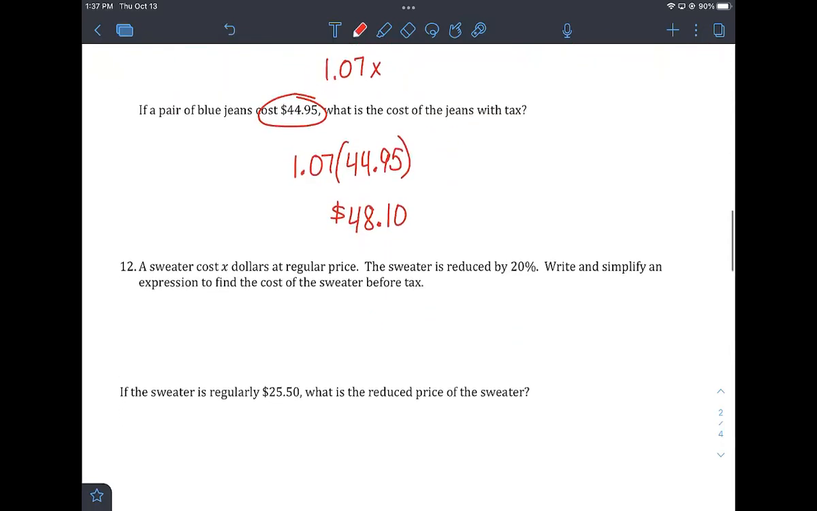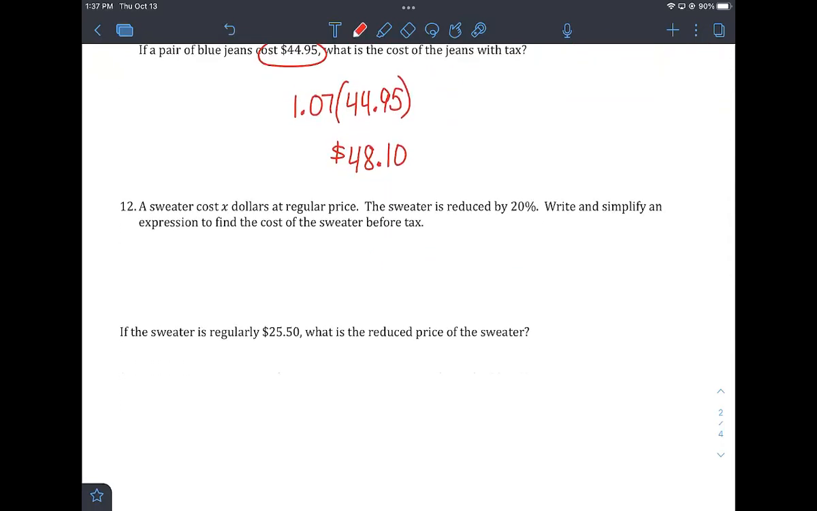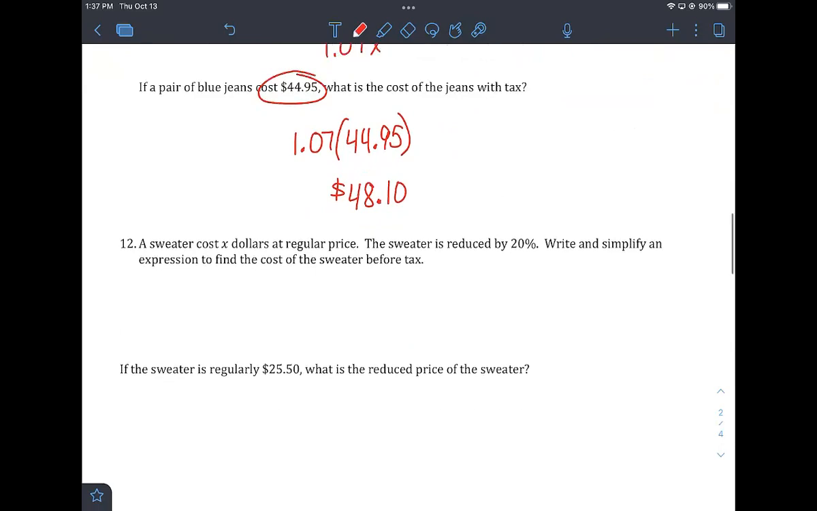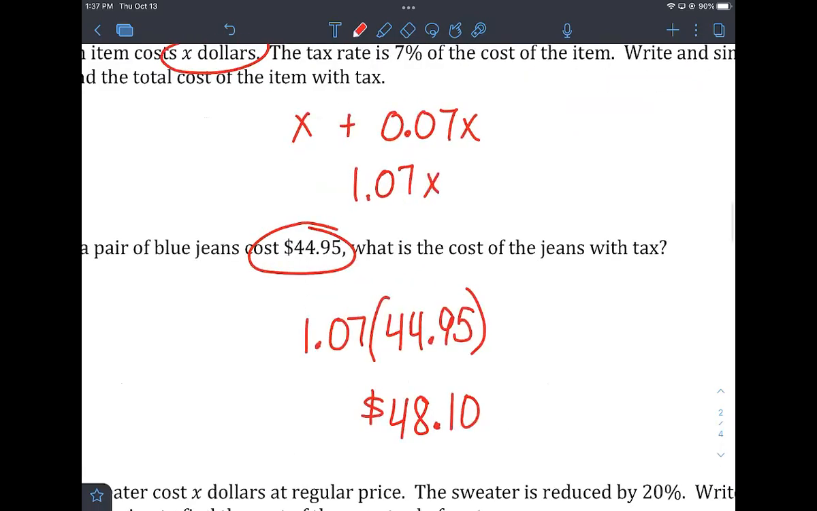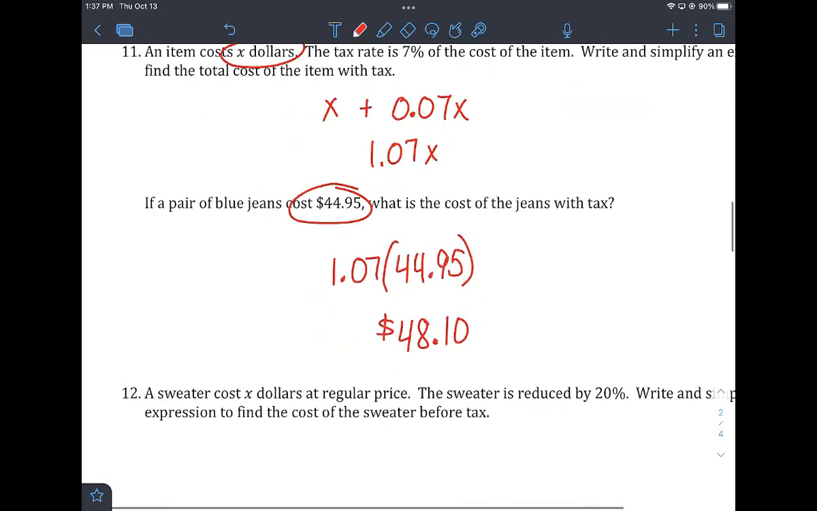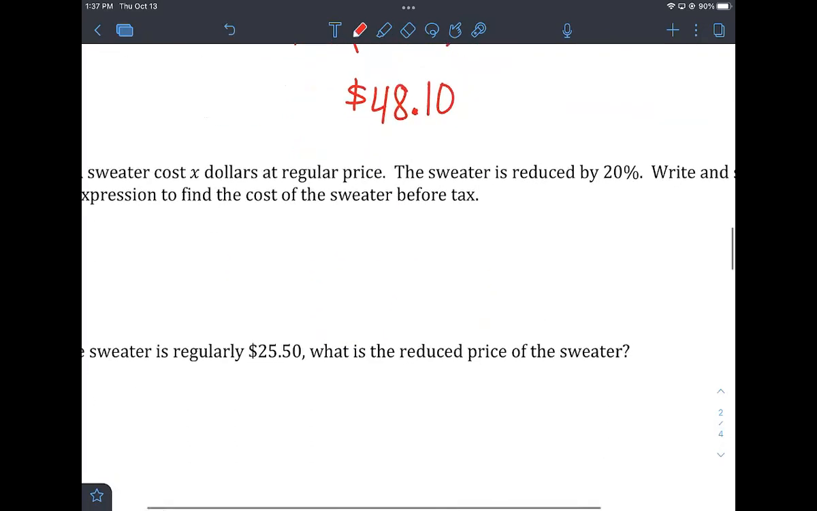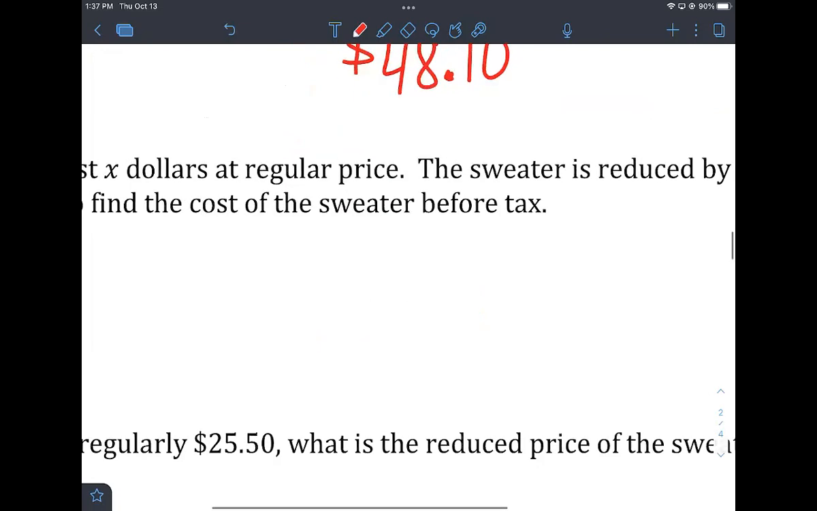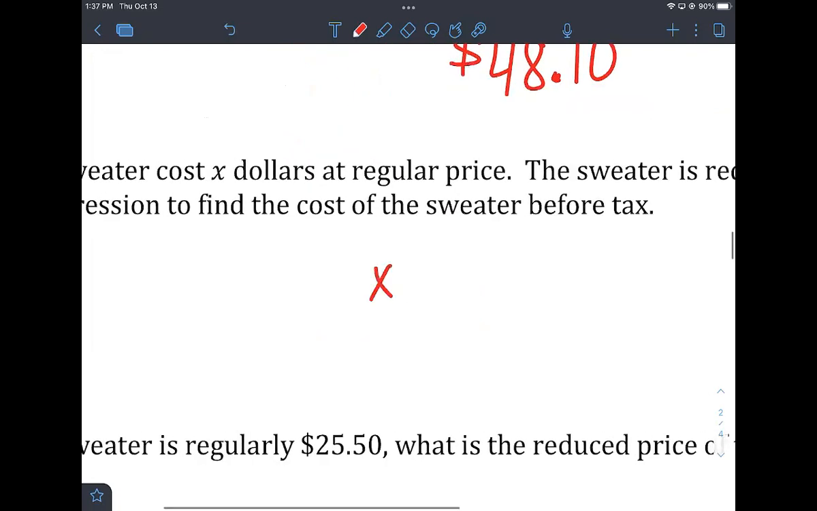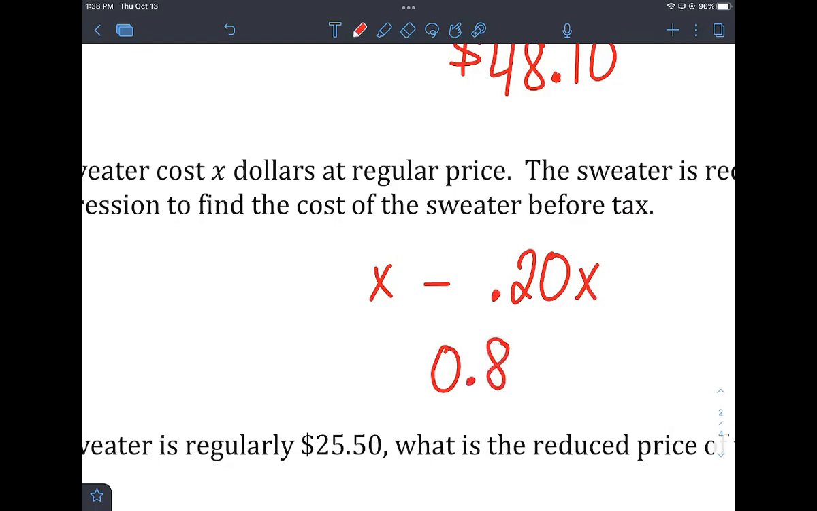A sweater costs X dollars at regular price. The sweater is reduced by 20%. Find and simplify an expression to find the cost of the sweater. So tax is like a markup, right? It increases the price you pay. That's right. Discount is money that you get to save. So the sweater costs this much, but then you just saved 20% of that amount. So what's 1x minus 0.20x? 0.8x. This is how you find a discount.